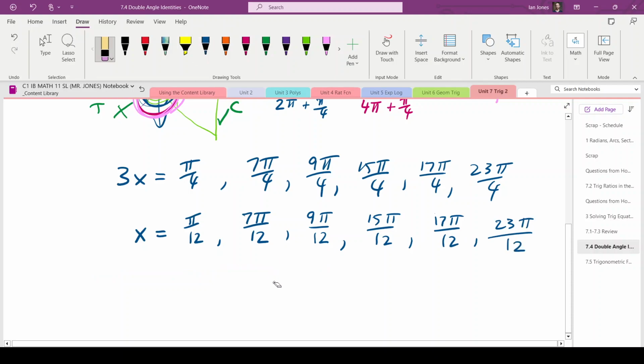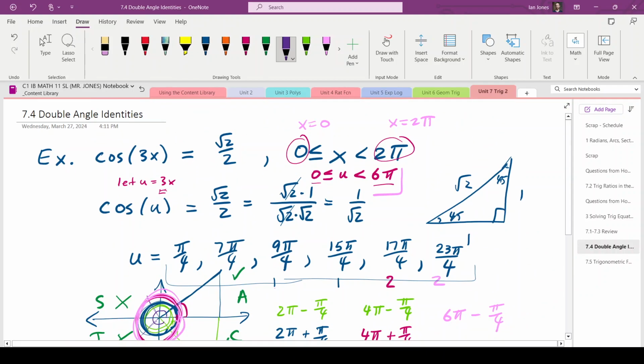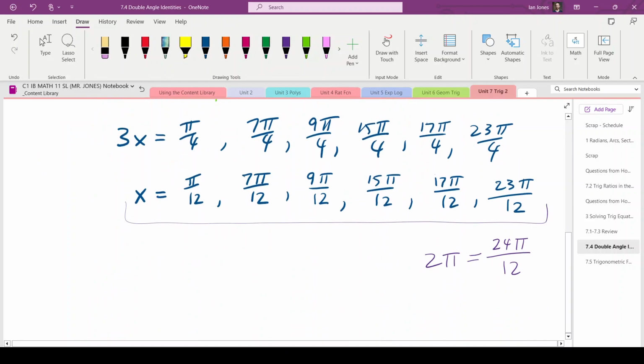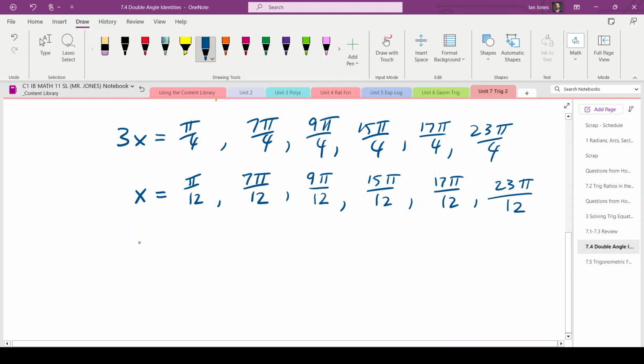Now notice 23 pi over 12 is just a smidgen less than 2 pi, right? It would take 24 pi over 12 to equal 2 pi. That's one full revolution of a circle. And we're just a smidgen under that. So in fact, these values really are in the domain that we wanted. Okay? So that's good. I guess as a final step, we should simplify any of those that can be simplified.